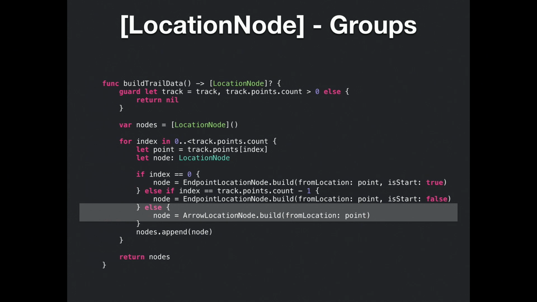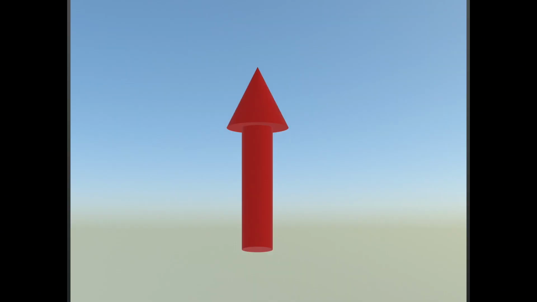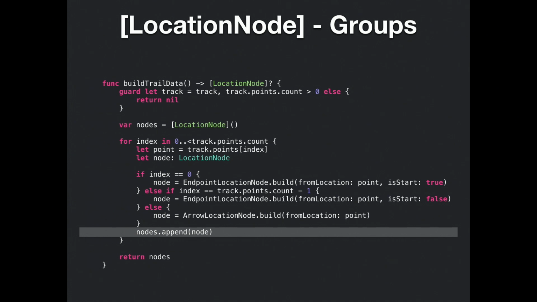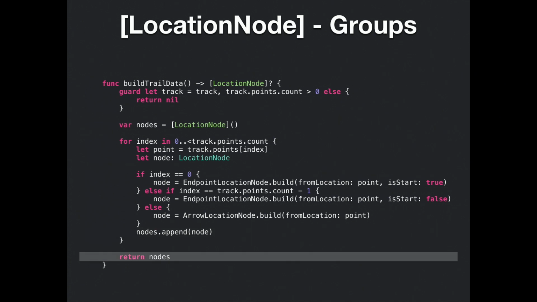And then what we're going to do for every other point that's not either end of the array is we're going to create an arrow. And so again, the arrow. It's a fine looking arrow. And then we're going to add those nodes into the array, and then finally return the array of nodes.